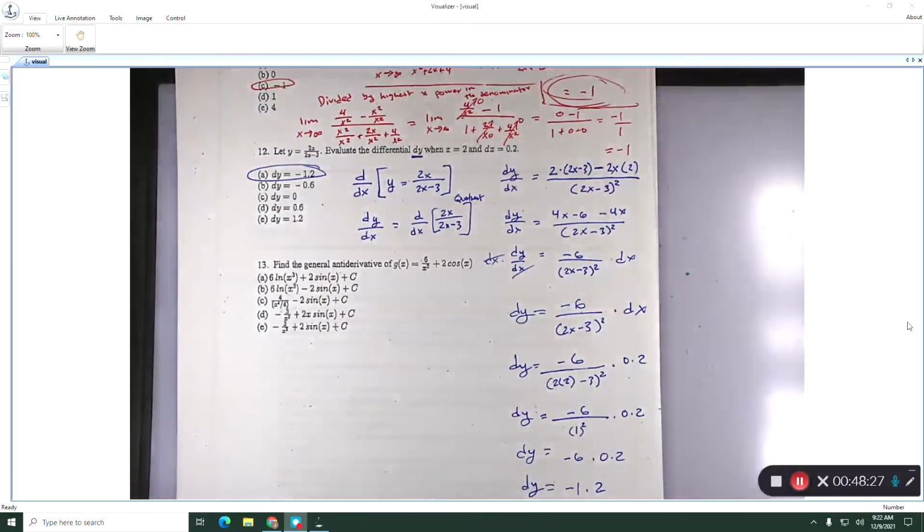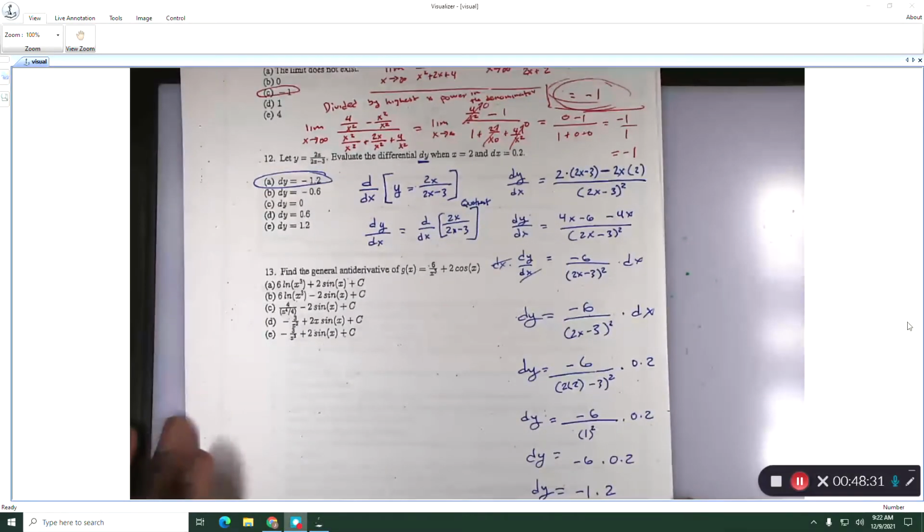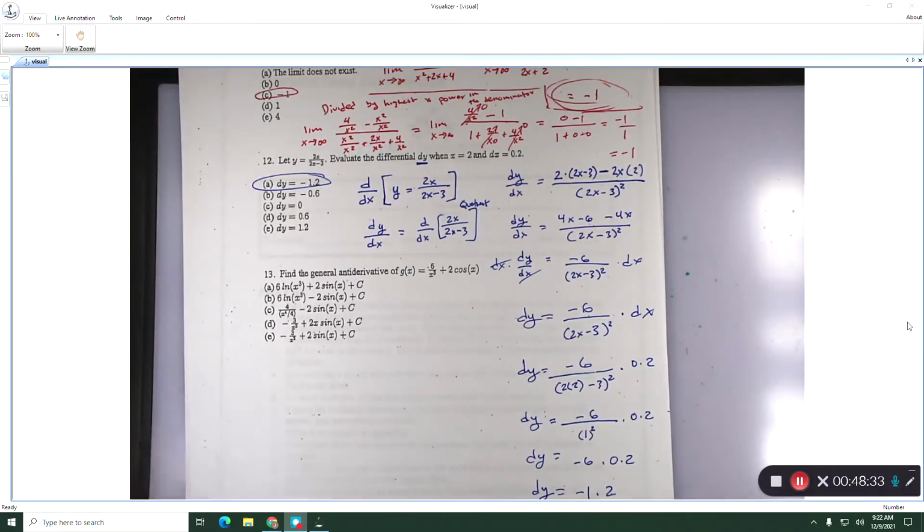Please be careful with your signs because the answer choice 1.2 is also available. Just be careful. Make sure you go through and double check your signs.